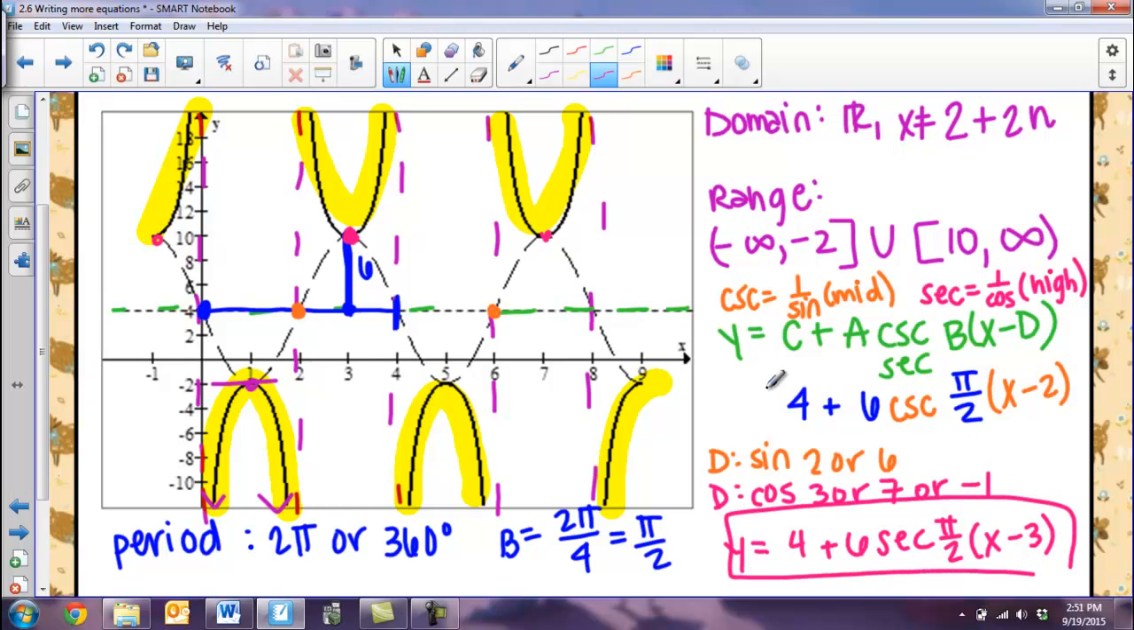Okay, and that is all I've got for you today. That is writing equations of all of those other trig functions.